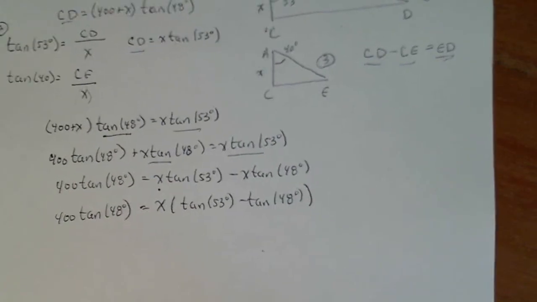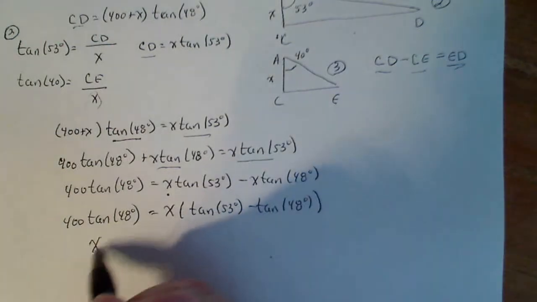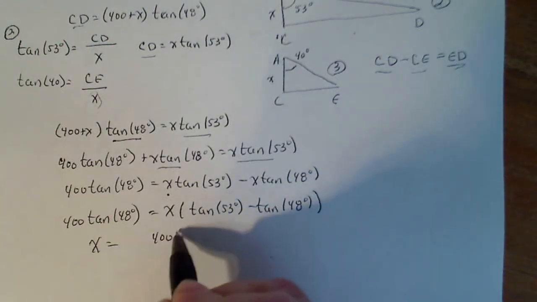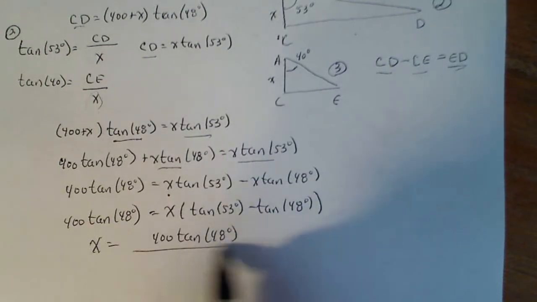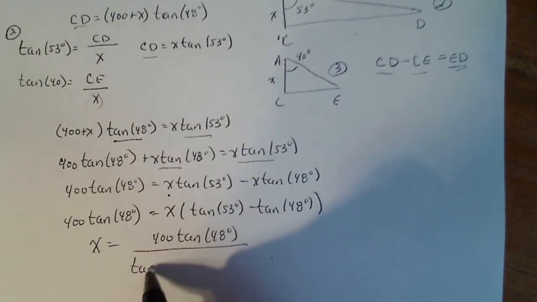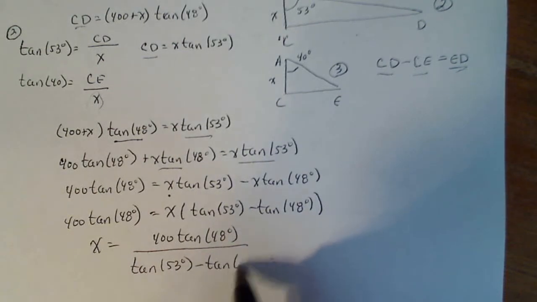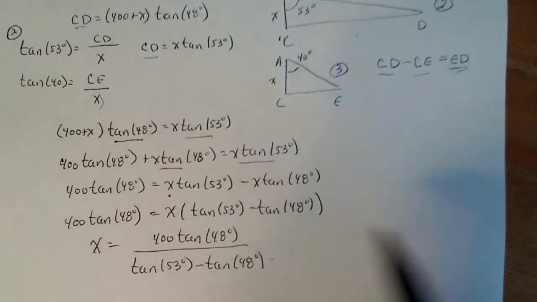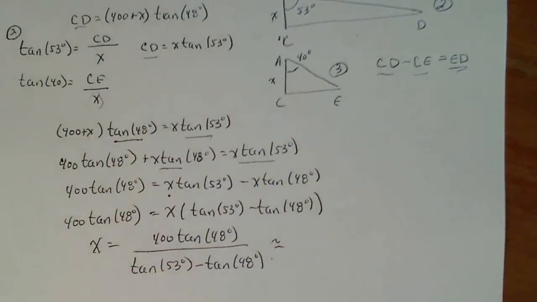Now, lastly, to isolate for x, I want to divide by this number here. So x is equal to 400 tangent of 48 degrees divided by tangent of 53 degrees minus tangent of 48 degrees. Well, that is just a number. Look, there's no variables in there. So now let's stick it into the calculator and get an approximate value for what x is.